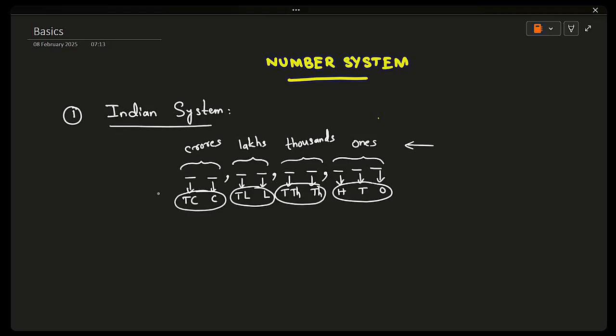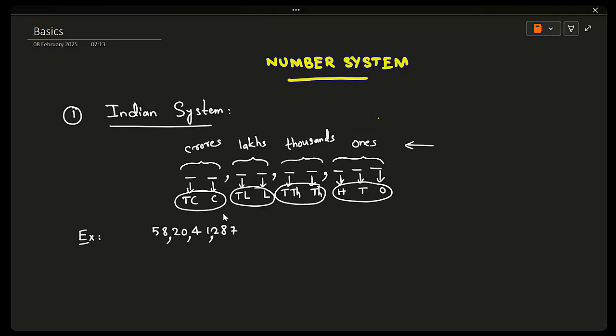Now let us try to write some numbers into words and words into numbers. Suppose you have a question like 582041287. You want to write this number into words in the Indian system. Before writing into words, you need to separate the periods so we can easily identify the period names. Starting from right to left, 3 digits, comma, 2 digits, comma, 2 digits, comma. Which period is this? Crores period. This is lakhs period. This is thousands period, and this is ones period.